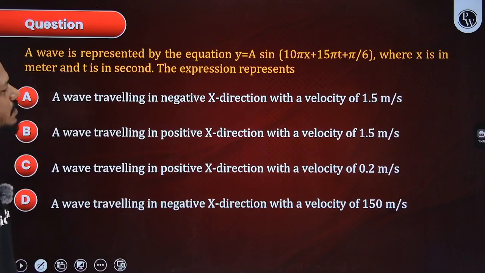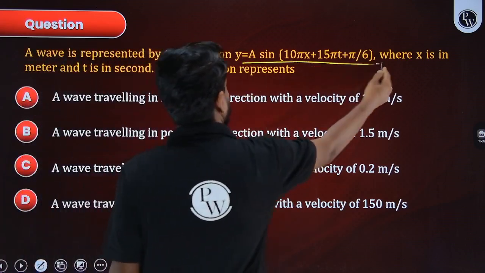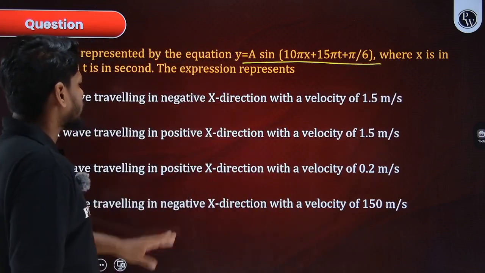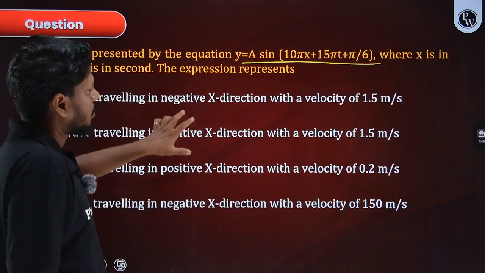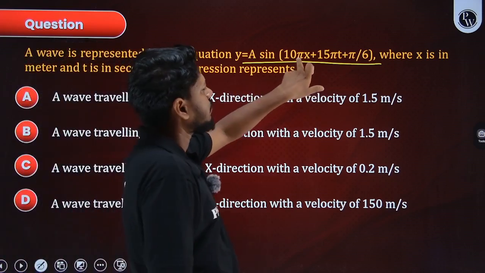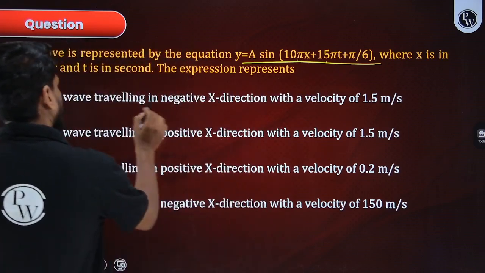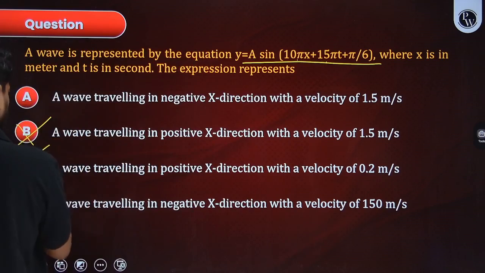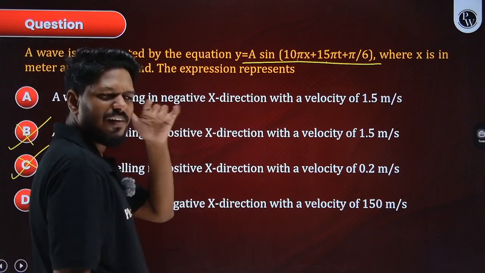A wave is represented by the equation. They have given me an equation. In which direction is the wave traveling? The wave is traveling in negative direction, because the first term is positive and the second term is positive. Then what about the velocity?